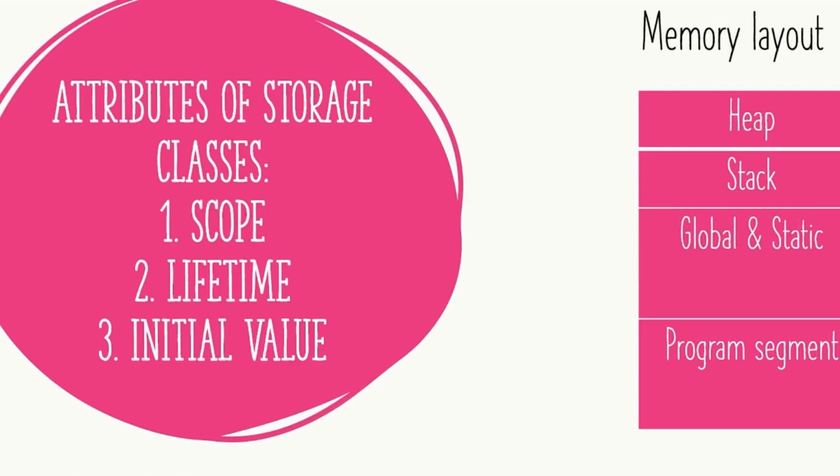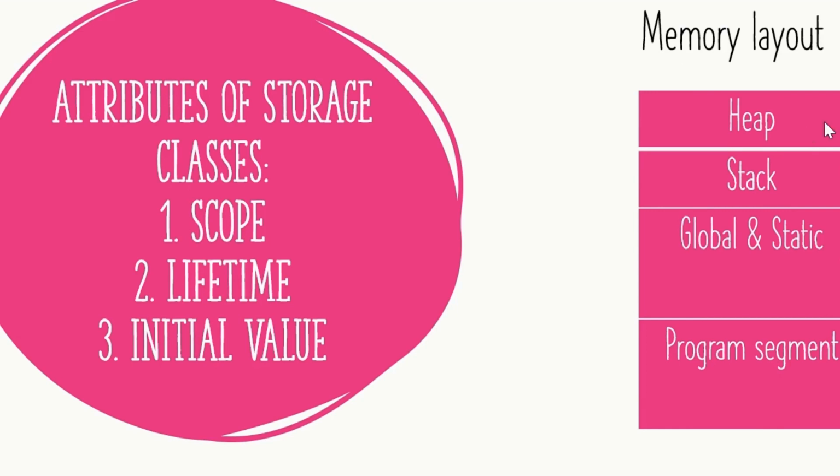Now let us understand the memory layout. The first two, heap and stack, come under the dynamic memory which gets accessed during the runtime. And the below ones, global and program segment, are the static memory areas which get accessed during the compile time. All the variables which we usually create get stored in either of these. Let me give you a brief description on each one of these.